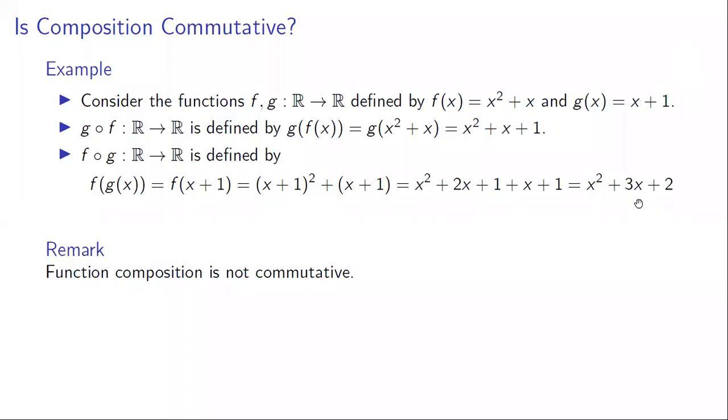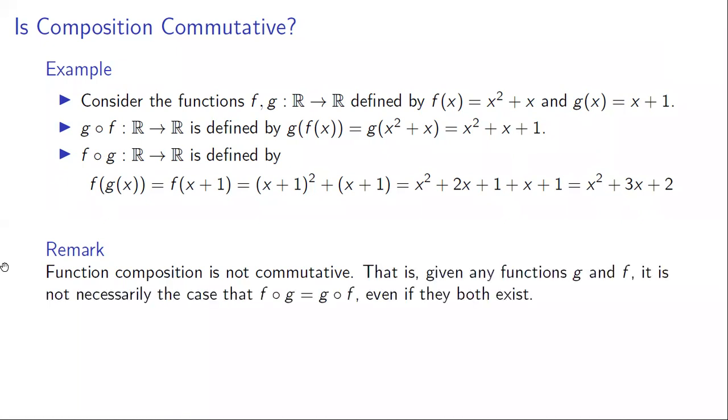In other words, the order matters. g circle f is not necessarily the same as f circle g. Function composition is not commutative. That is, given any functions g and f, it is not necessarily the case that f circle g equals g circle f, even if they both exist, right? So there are some cases where only one of them exists and the other one doesn't exist. But even if they both exist, they're not necessarily going to be equal. As we saw in this previous example, they both existed and yet they weren't equal to each other.